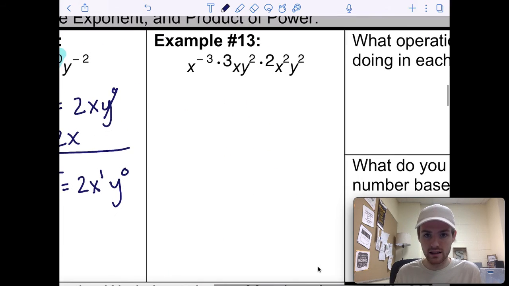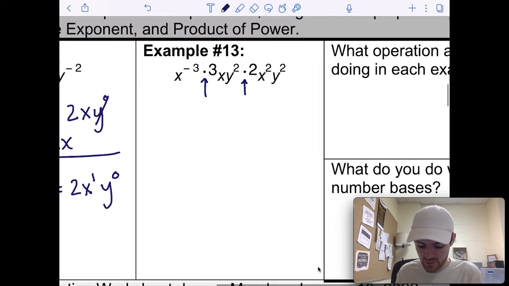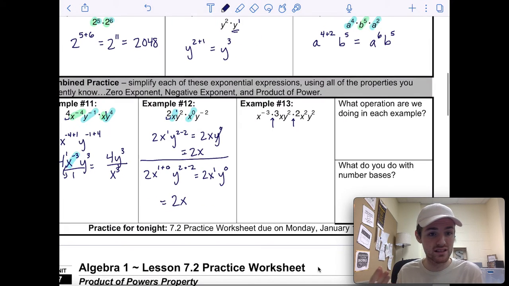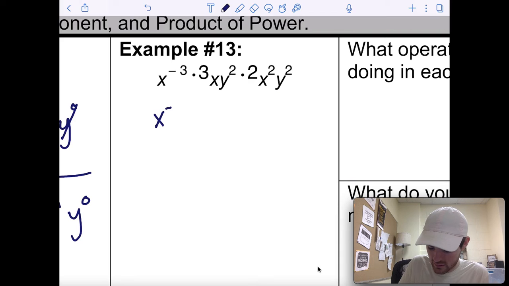This is the last example for this practice. Here we go. The first thing I want to note is see how we have these multiplication signs? That's okay. We can just group them together, like we did in the past ones. I forgot to mention them there. But when we see these multiplication signs, that's like saying the same thing as if they were all squished together already.